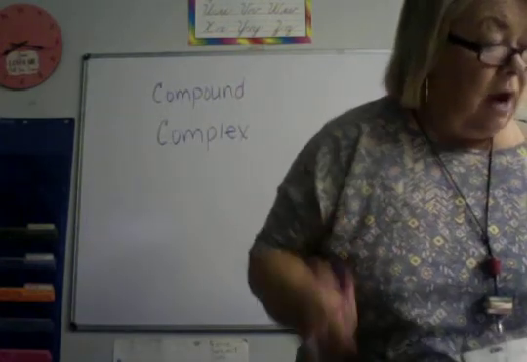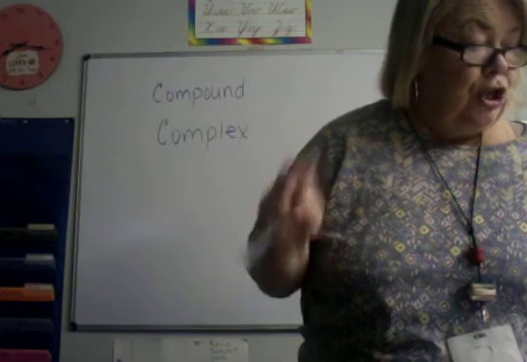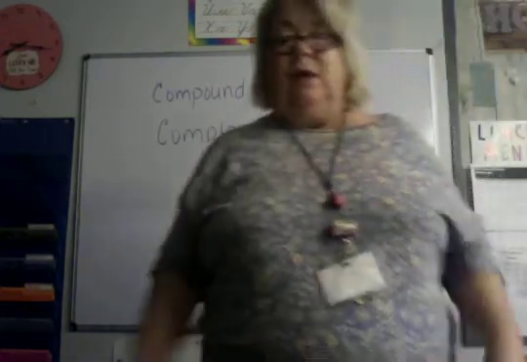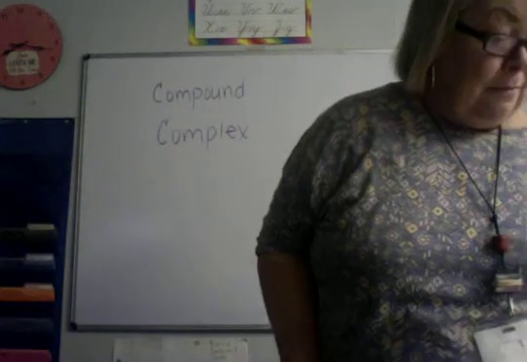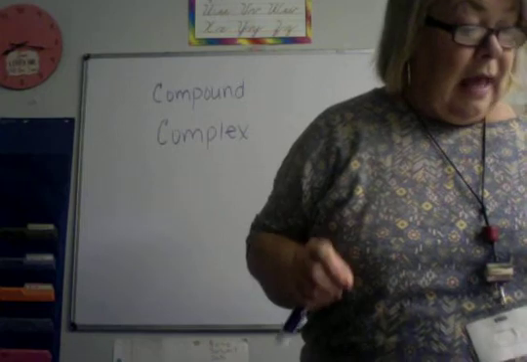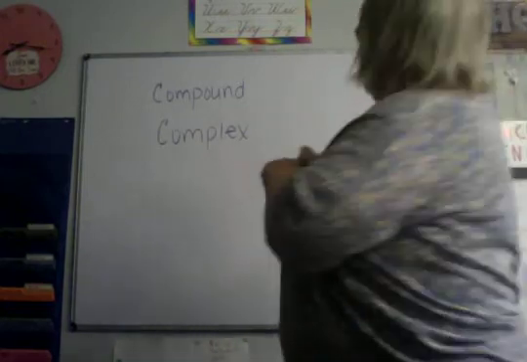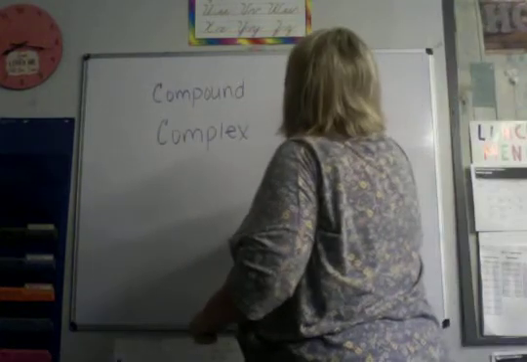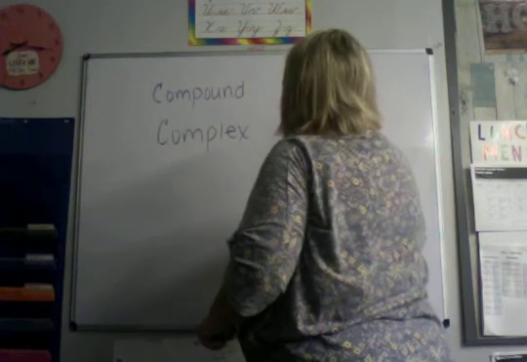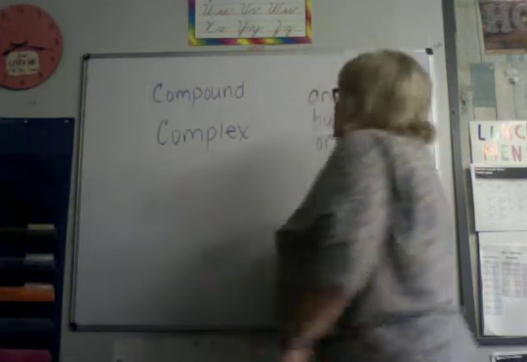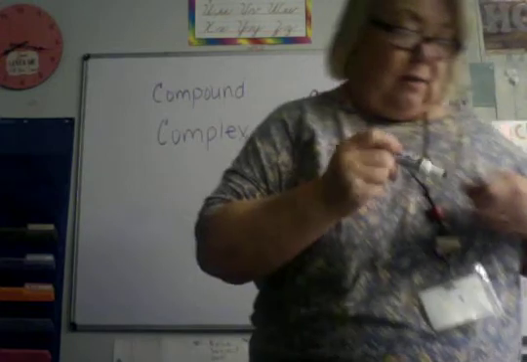Okay, that's right. A compound sentence contains 2 or more simple sentences. So it's got 2 sentences in there. They both are complete sentences. But they can be combined with a comma and one of your coordinating conjunctions, the ones that we are used to using, and, but, and or. And that makes a compound sentence.